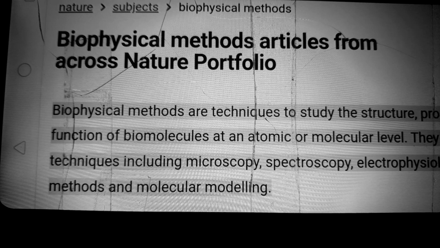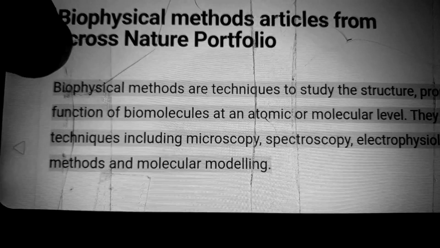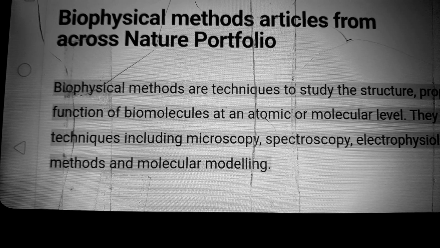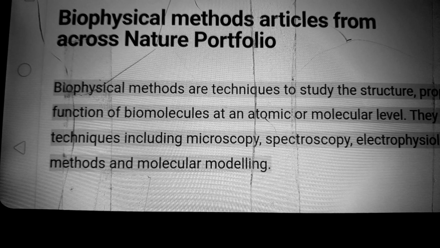And biophysical methods, courtesy of Nature portfolio. On Nature portfolio, we'd like to read on the latest in biophysical methods. Before we go into the subject matter proper, I'd like to update you on the latest on each subject. And for those subjects that are over as well, if there are any updates, we'll keep you informed, right? As of now, biophysical methods arise from across Nature portfolio. We'd like to give all credits to Nature portfolio for the articles on the latest.